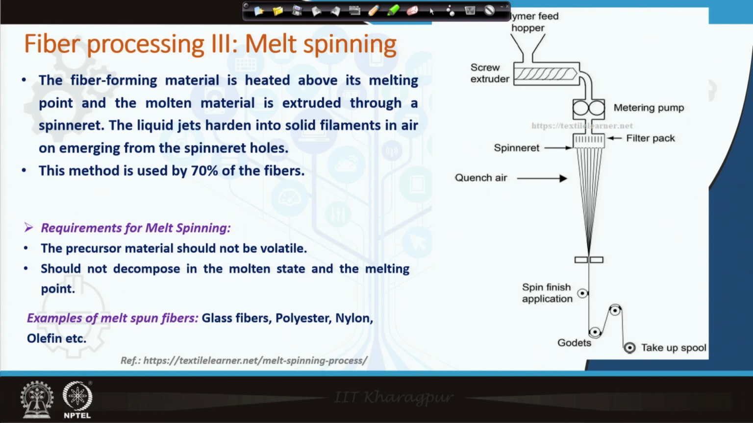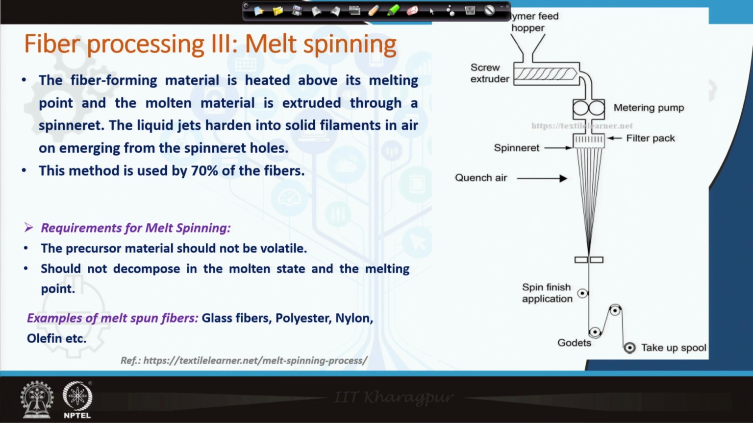Right. So, as we understand, the precursor material should be meltable, but it should not be volatile. That is the first point. And another very important factor is that the precursor material should not decompose at the melting point or in the molten state. There are various examples of fibers being made by melt spinning like glass fiber, polyester, nylon, olefin, etc. So, we talked about 3 different spinning methods.